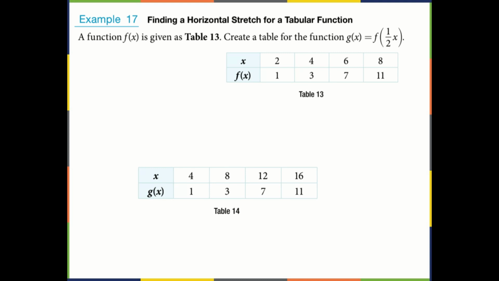What if we have a table? Here we have input values 2, 4, 6, 8. Our output values 1, 3, 7, 11. And we want to make a new table for a function f of 1/2 x. So what's going to change? The output values are going to stay the same. But in order to get this output value of 1, our input's going to have to be twice as big, right? 1/2 times our new x has to equal 2. So we're actually going to multiply all these input values by 2 to get the same output values.